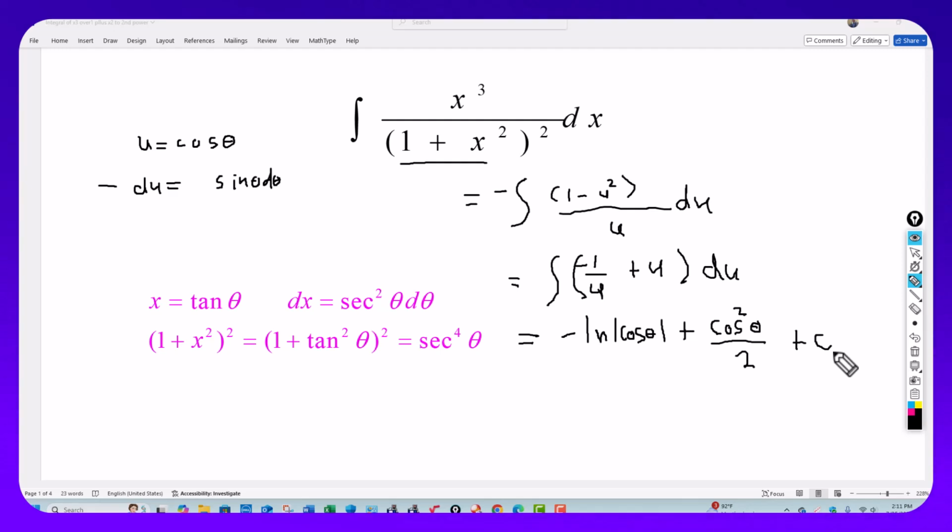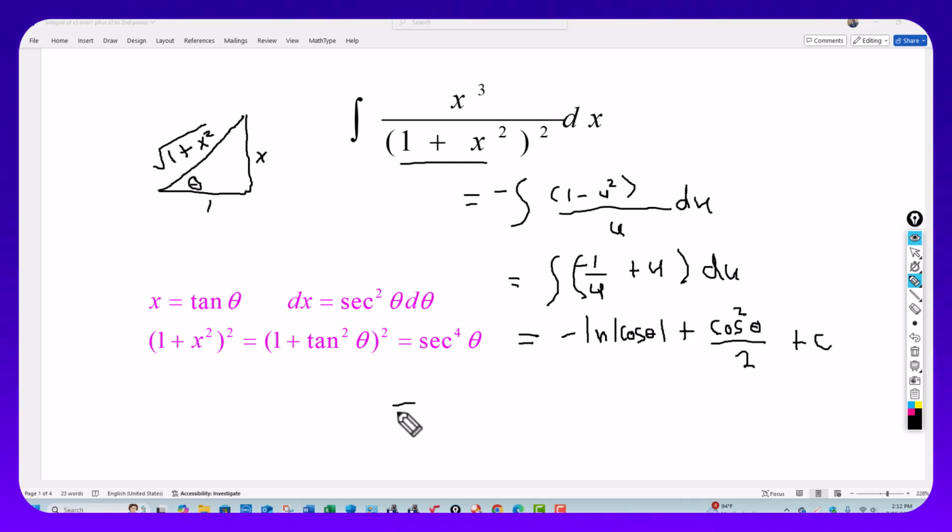Now that's the integration in terms of theta. But now we have to go to the original variable. So let's suppose this is theta here, and we have tangent of theta equal to x. That means the opposite side is x, and the adjacent side is 1. And the hypotenuse is the square root of 1 plus x squared.